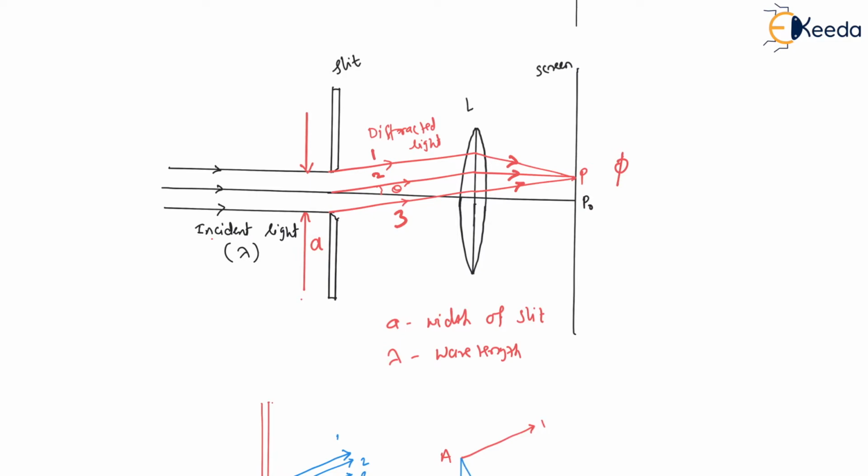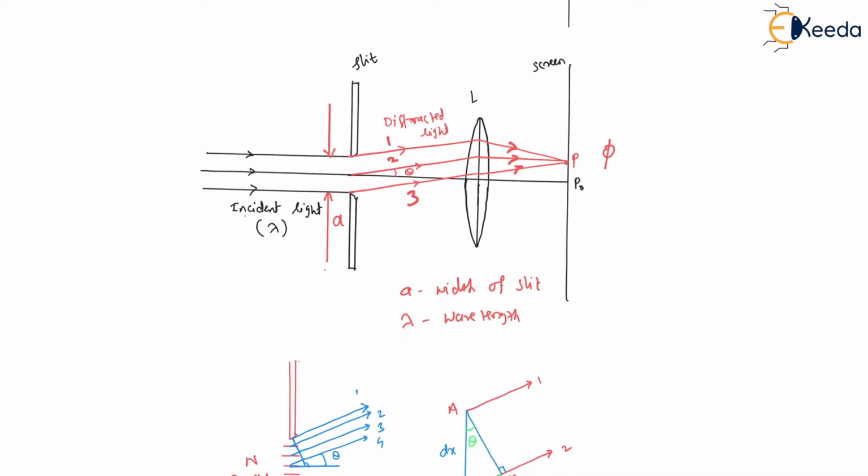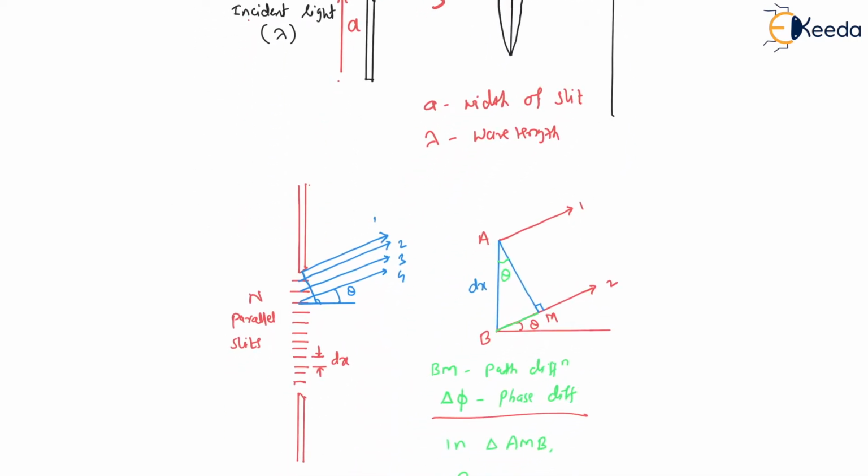Now, to find out the resultant amplitude at this particular point P, we have to consider all the light rays, or we can say n number of light rays, which are coming from these n parallel slits. And no doubt all these light rays will have the same amplitude, same frequency, and same phase difference, that is the delta phi. The delta phi is the phase difference between adjacent rays. Always remember that. That is the phase difference between adjacent rays, like this first and second.